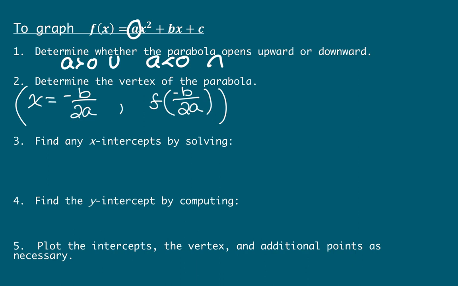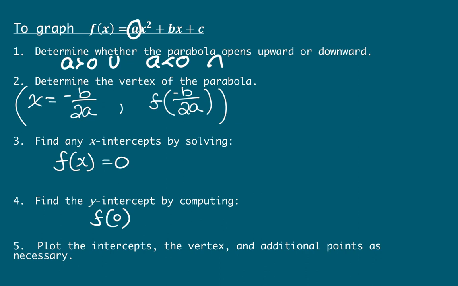Find any x-intercepts by solving f of x equal to 0, which is the same as our other form of the equation, and find the y-intercept by computing f of 0. Then plot the intercepts, the vertex, and any additional points as necessary.